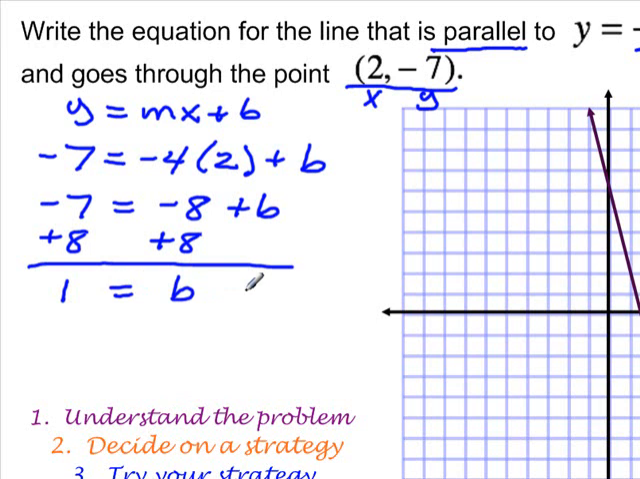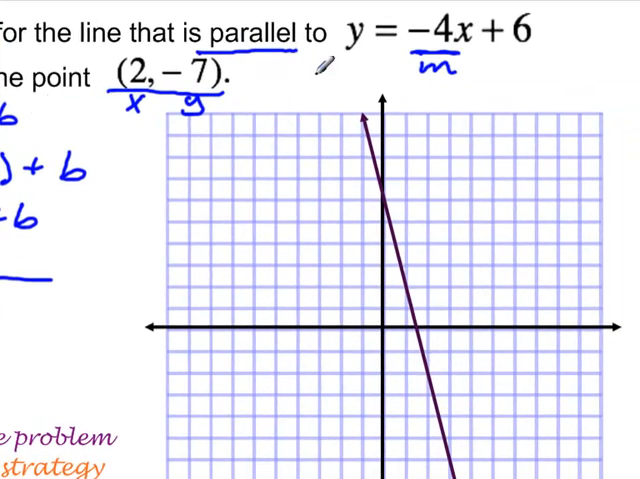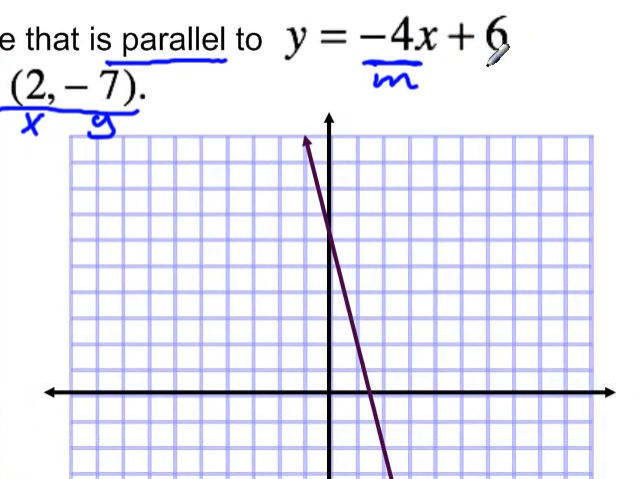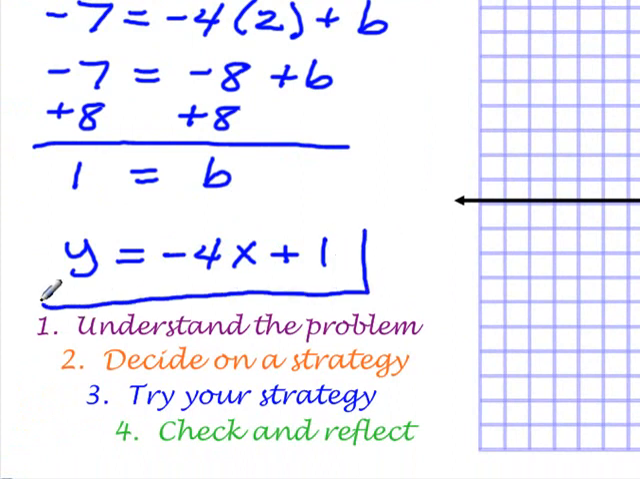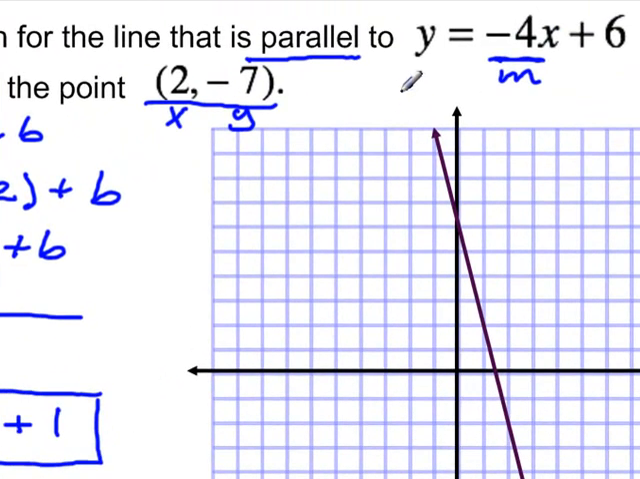So now we're ready to write our equation of the line. Again, we're going to use this form, y equals mx plus b. But we want it to look like this one. We need to have a number in place for the slope and a number in place for the y-intercept. So we'll have y equals, our slope is negative 4, x, plus our y-intercept, which is 1. And there is our equation for a line that's parallel to the one given and passing through this point.